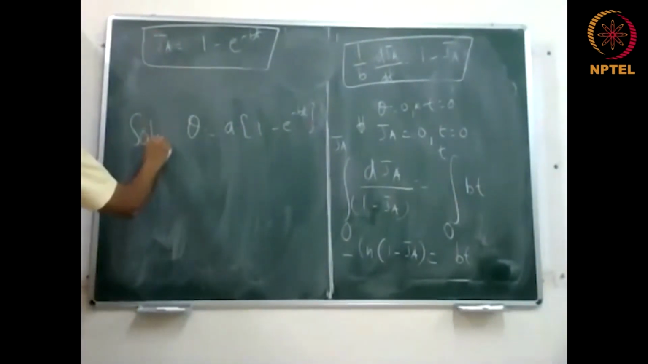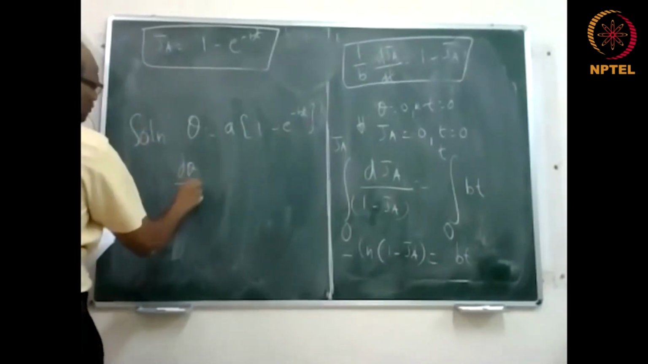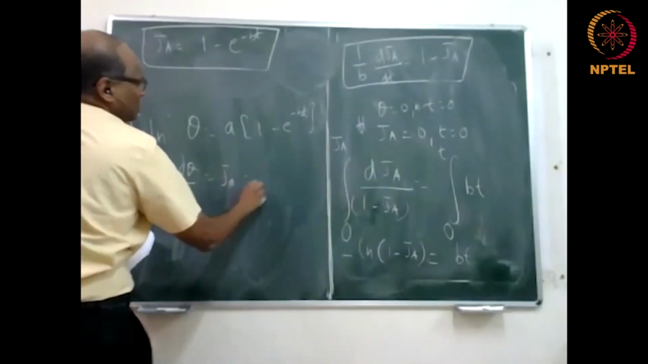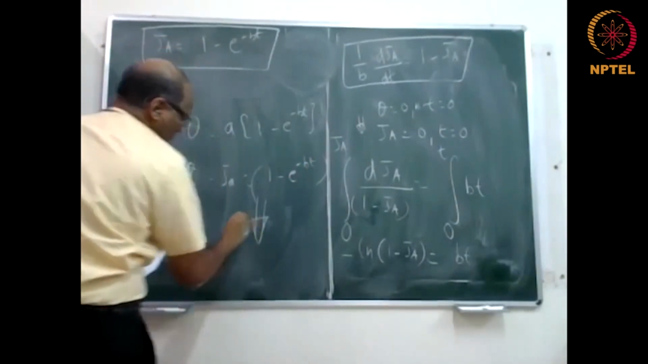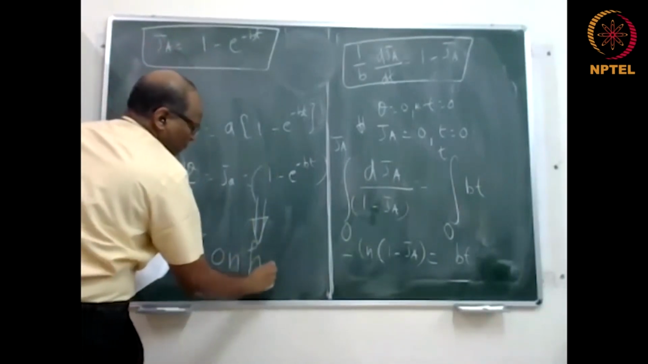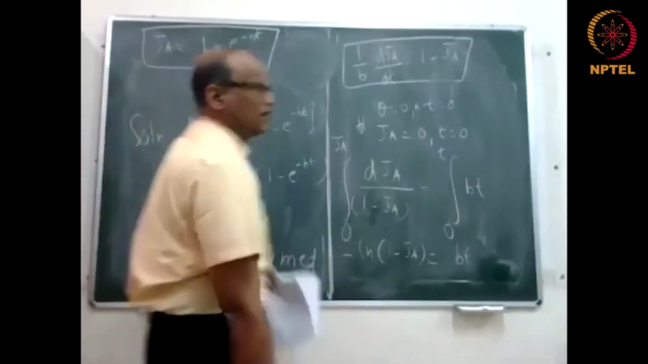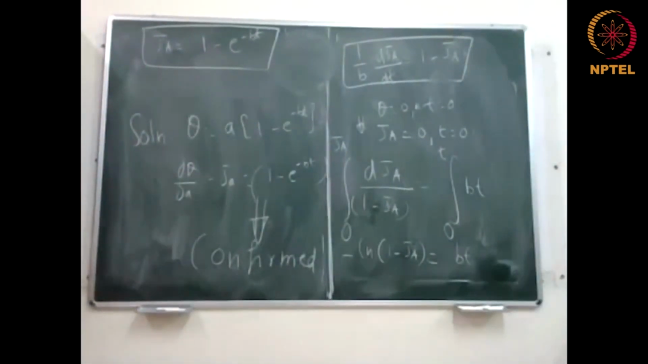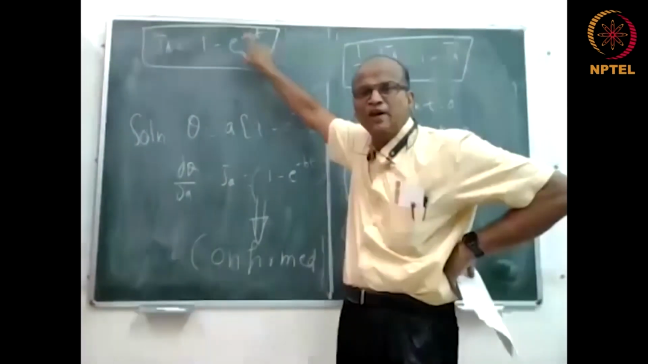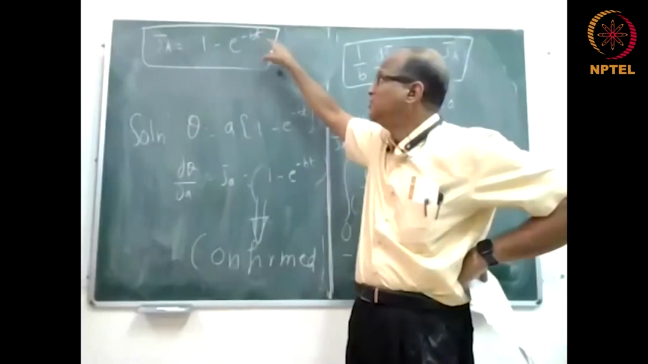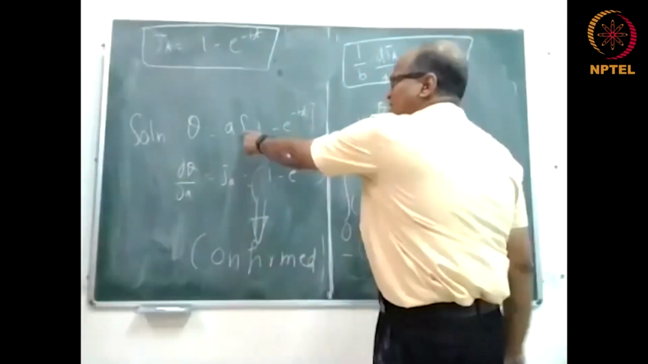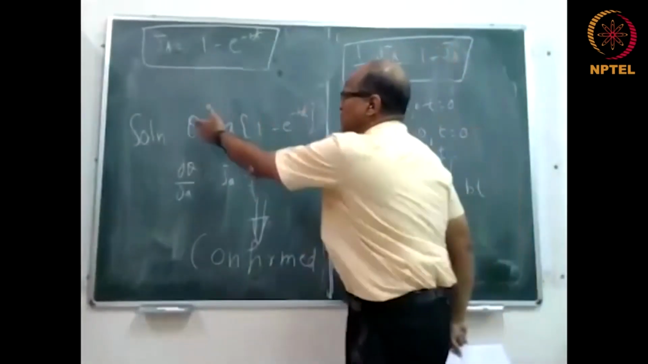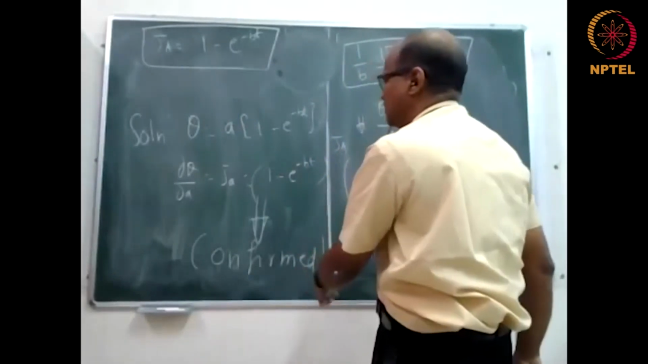That is a solution. dou theta by dou A is J equals 1 minus e to the power of minus bt. Is it okay? So this is what my Jacobian gives. Yes, he says yes. But if I solve the original differential equation, which we have already done in the class, and take dou theta by dou A, this actually gives 1 minus e to the power of minus bt.